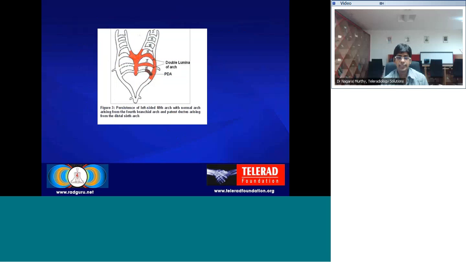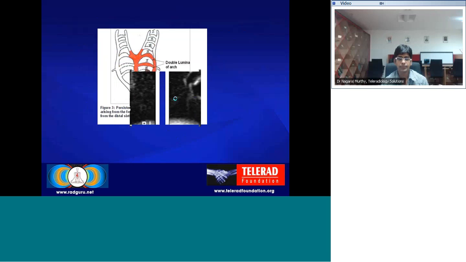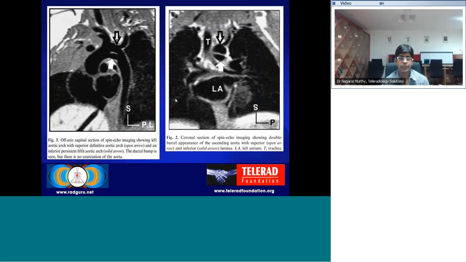This is the schematic diagram showing the persistent fifth arch. The fourth arch, this is the fifth arch. This is a subway vessel. This is the MR image showing persistent fifth arch. This is a normal fourth arch, fourth and fifth arches.